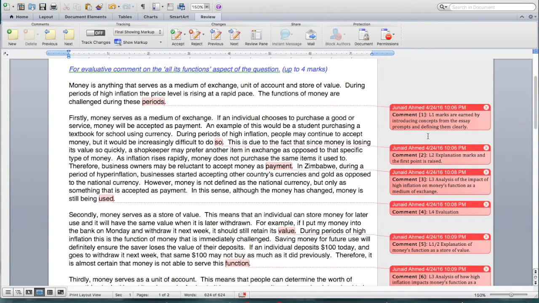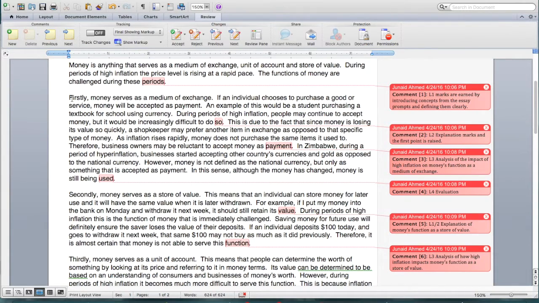L1 marks are earned by introducing concepts from the essay prompts and defining them clearly. Firstly, money serves as a medium of exchange. If an individual chooses to purchase a good or service, money will be accepted as payment. An example of this would be a student purchasing a textbook for school using currency. During periods of high inflation, people may continue to accept money, but it would be increasingly difficult to do so. This is due to the fact that since money is losing its value so quickly, a shopkeeper may prefer another item in exchange as opposed to that specific type of money.